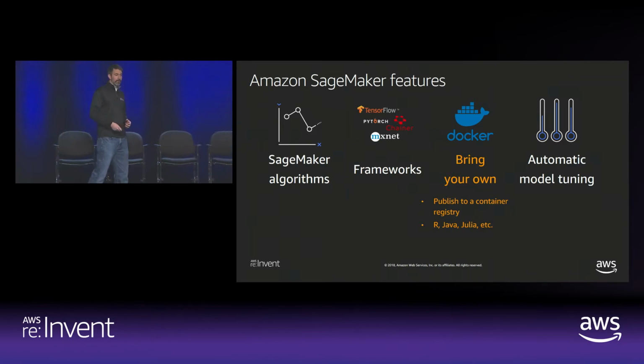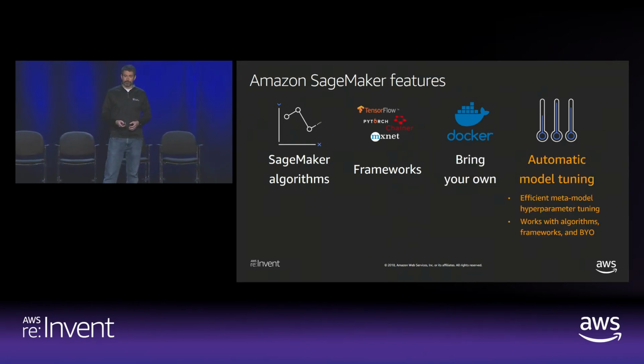And of course, SageMaker always provides the capability to bring your own. So if you have an algorithm that uses a library or a language like R or Java or Julia, and you want that to still take advantage of SageMaker training, you can absolutely do that. You can just take that container, or take that algorithm code, bundle it up into a Docker container, and publish that to an ECR registry, and still use it in Amazon SageMaker.